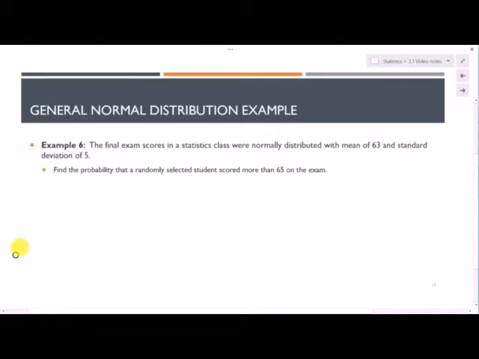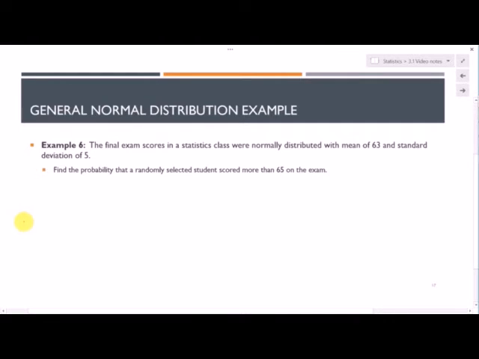Let's look at example 6. Suppose we know that final exam scores in a statistics class are normally distributed with a mean of 63 and a standard deviation of 5. We want to find the probability that a randomly selected student scored more than 65 on an exam.